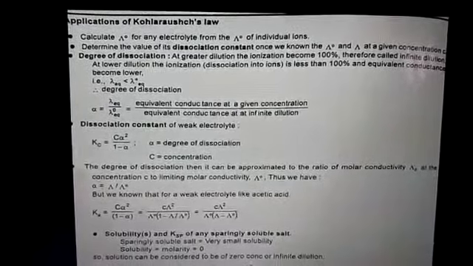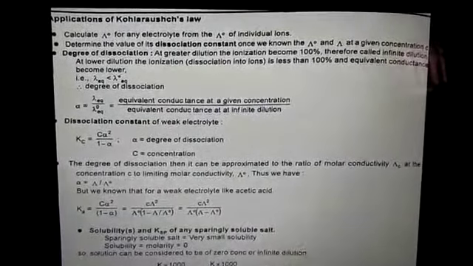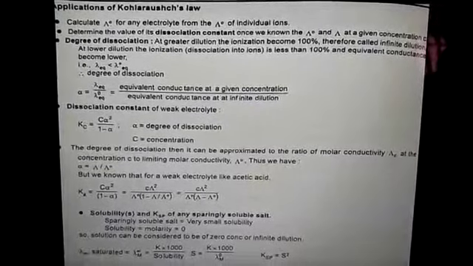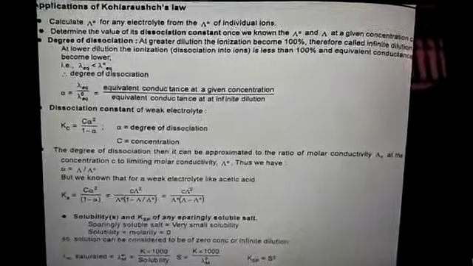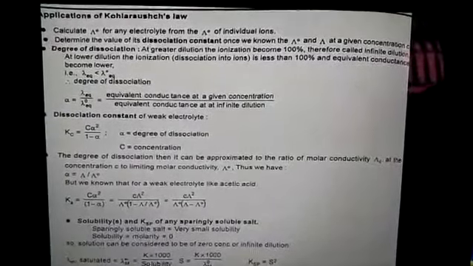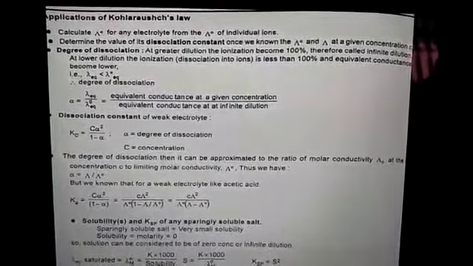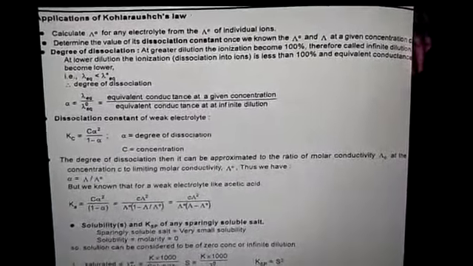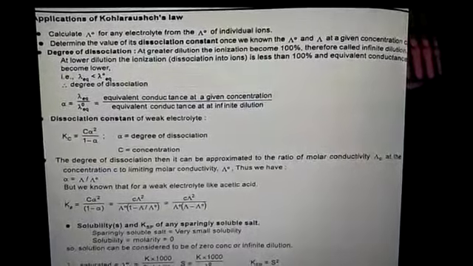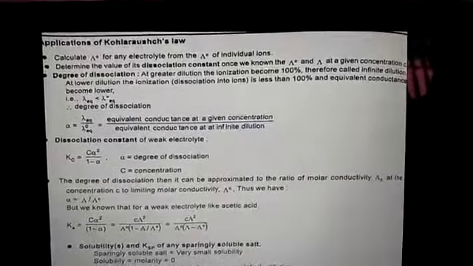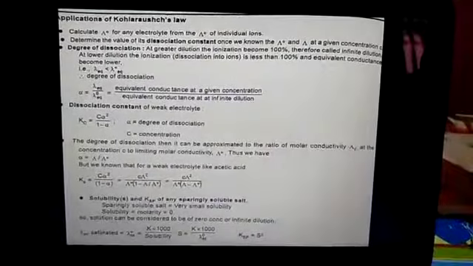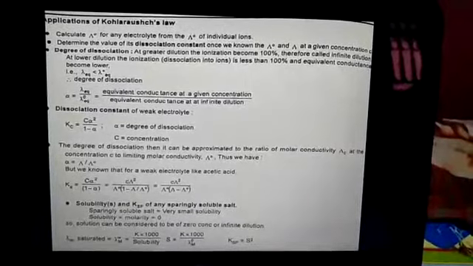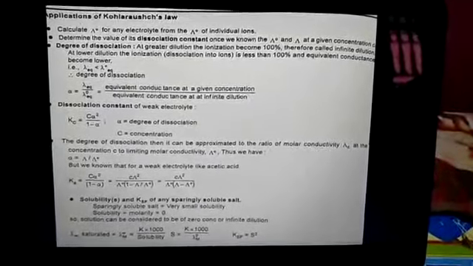Applications of the Kohlrausch law. The Kohlrausch law of independent migration of ions is used to determine: number 1, the molar conductivity of a weak electrolyte at infinite dilution, which is not determined by the graphical method; number 2, the degree of dissociation of the weak electrolyte and the dissociation constant, that is Kc; number 3, the solubility of a sparingly soluble salt.